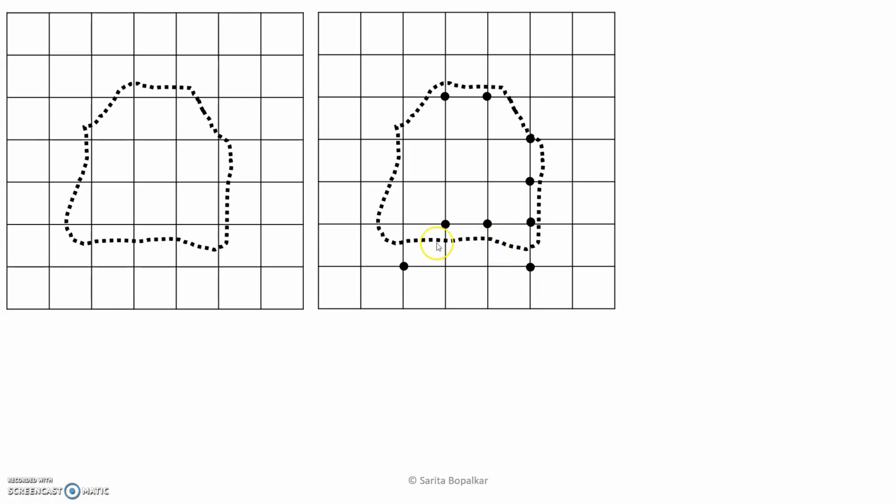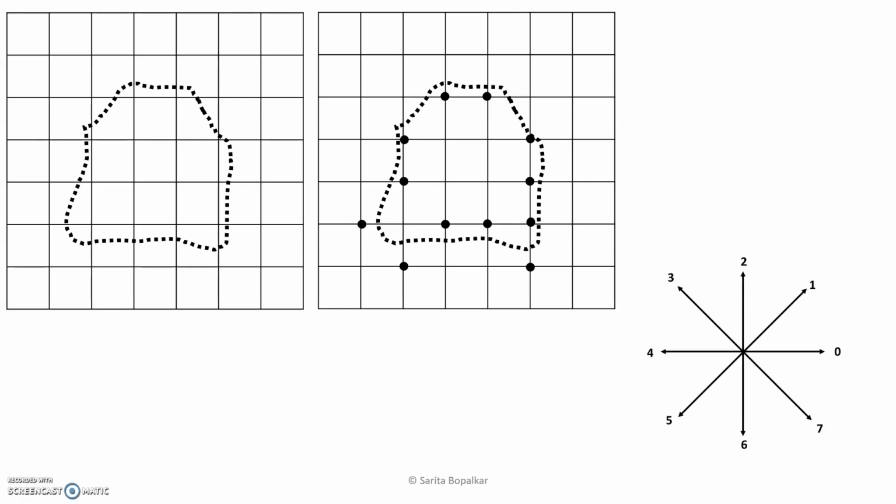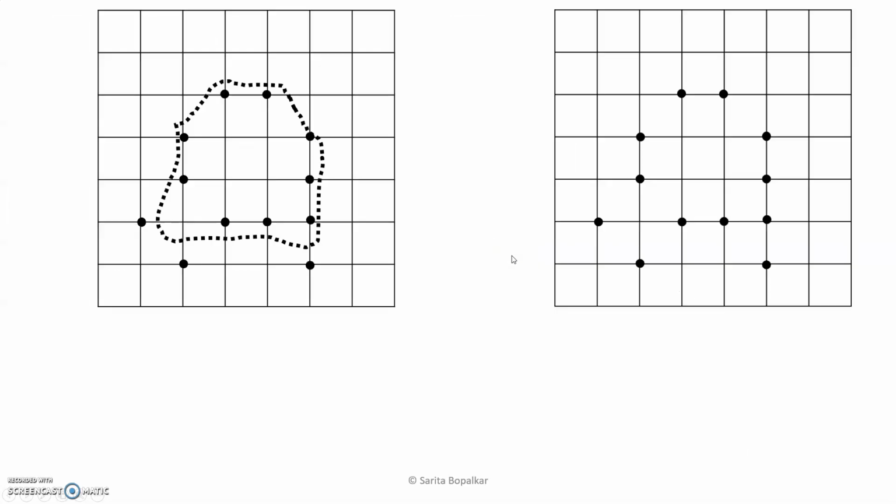So you can see here, these grid points represent the nearest boundary points. Like this, we are assigning all the district boundary points to the nearest grid point. Now we can use the 8 connectivity to represent these grid points by a chain code.